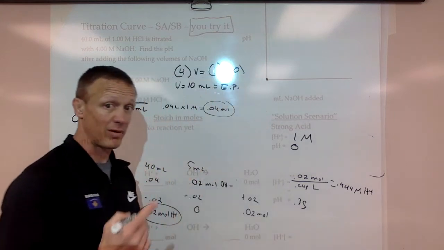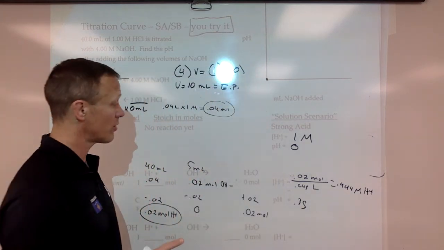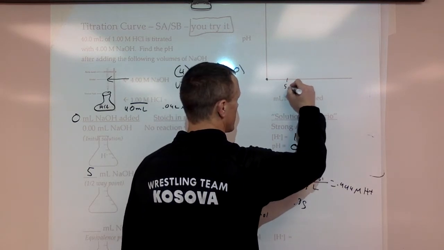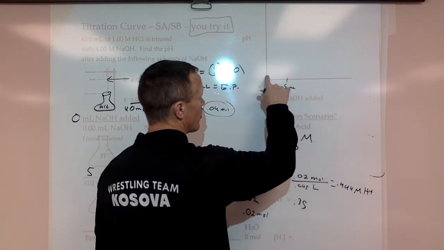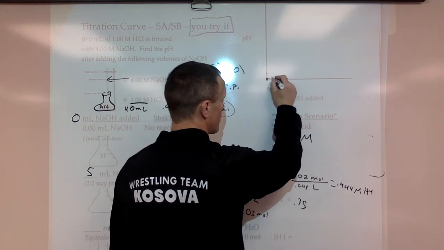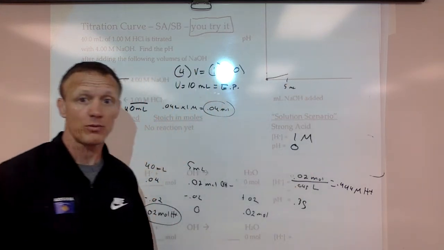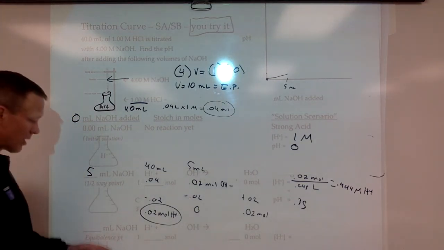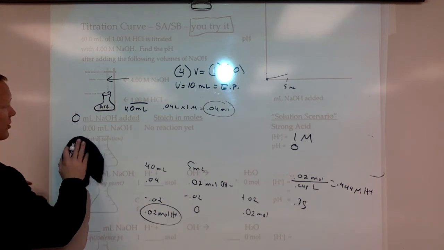So pH should have gone up a little bit. It didn't go up very much. Okay, so after we have added 5 milliliters of NaOH, our pH only went up to 0.35. So our curve is staying pretty flat right now. Okay, pretty flat curve as we go there. Equivalence point. So when we've added 10 milliliters, let's go down to that part.